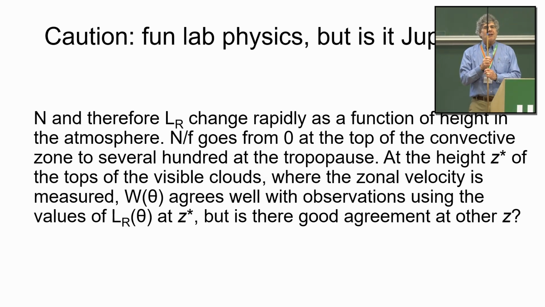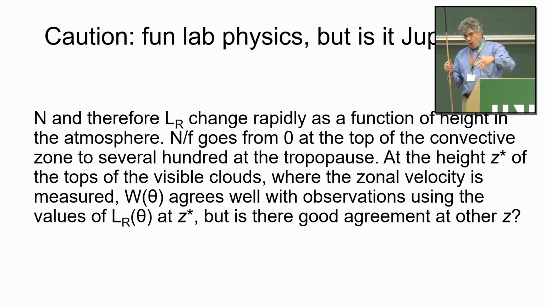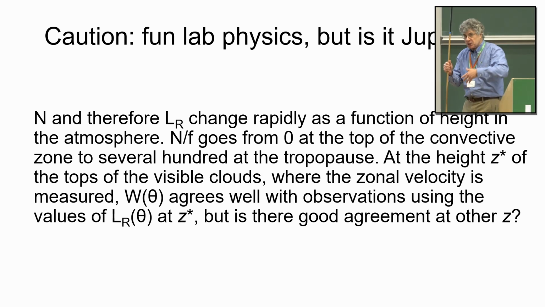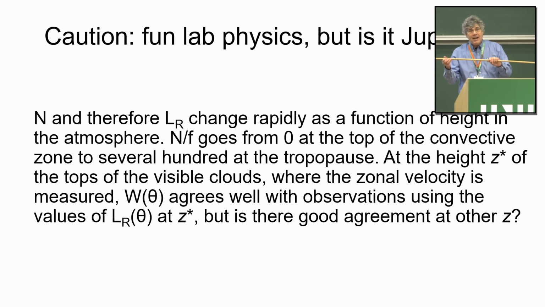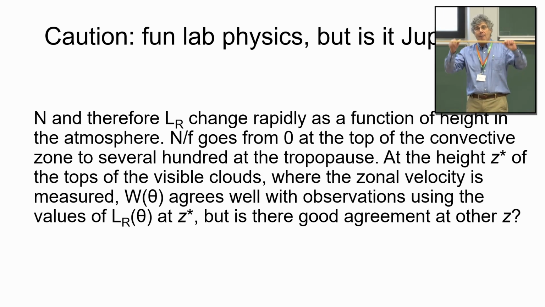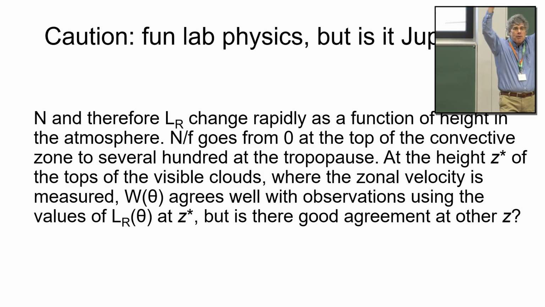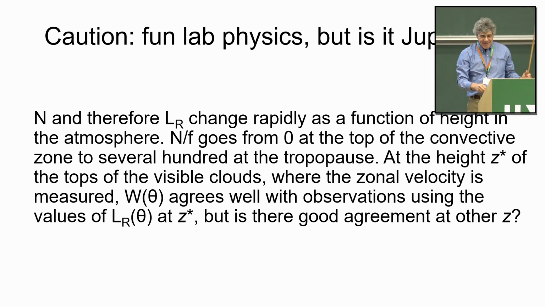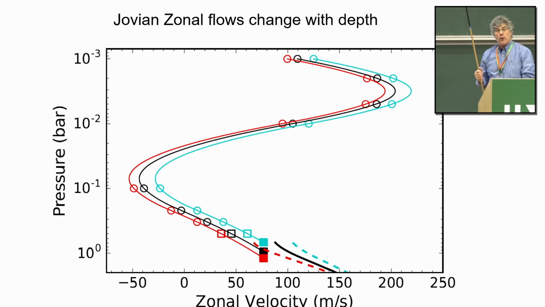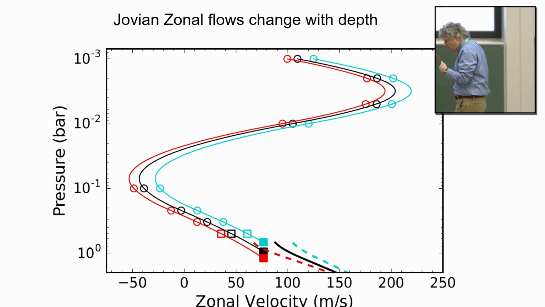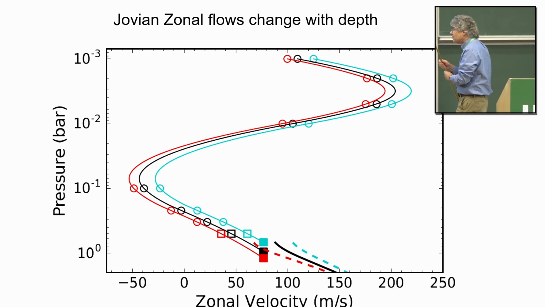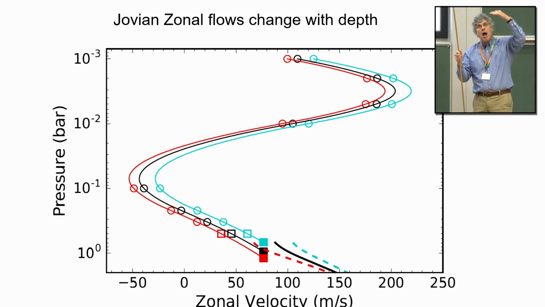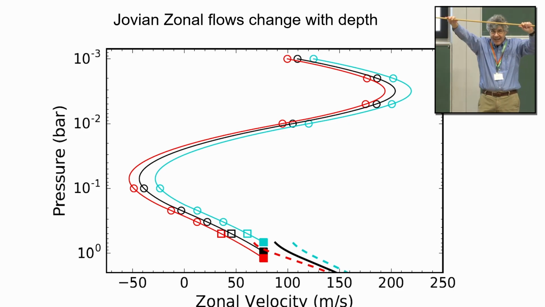Jupiter is much more complicated than a fluid with a constant Rossby deformation radius, a constant Brunt-Väisälä frequency as a function of height. At the top of the convective zone, N over F is 0. At the top of the Red Spot, N over F is probably on the order of 300. It's highly variable, and if you believe the thermal wind equation, which is a relationship between quasi-geostrophic balance and hydrostatic balance in the vertical direction, it tells you that there's a relationship between the vertical derivative of a horizontal velocity and a horizontal gradient of a temperature.